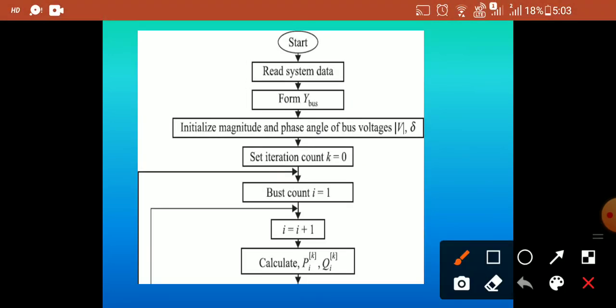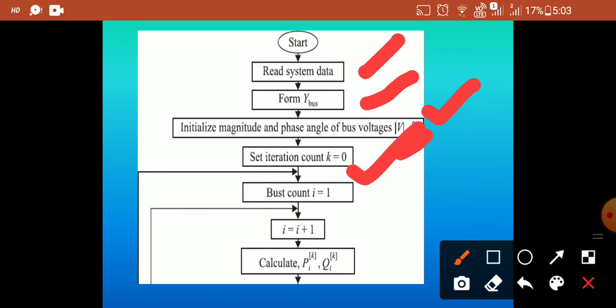This one is a flow chart for calculating the Newton-Raphson method. First one is start. We have to read the data from the question. Then we have to form the Y bus. Then we have to initialize the voltage magnitude and phase angle. Then the iteration count should be 0. Bus count should be 1. Then increase the iteration count by 1.